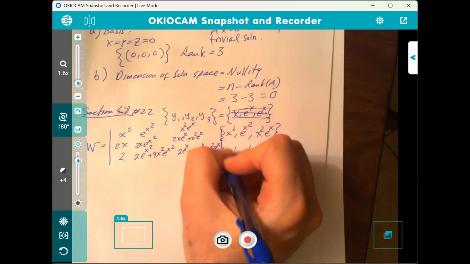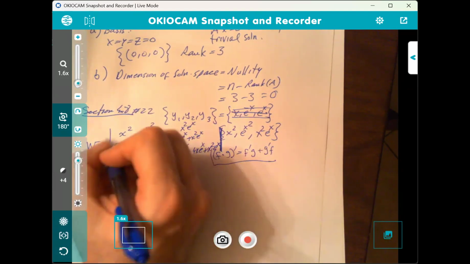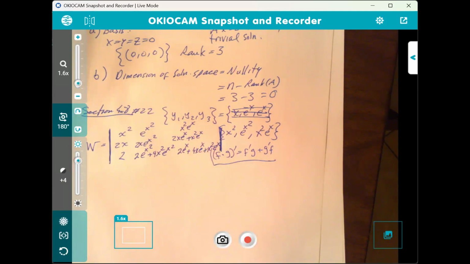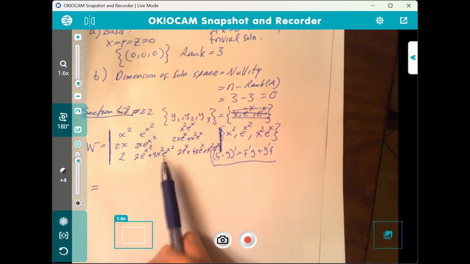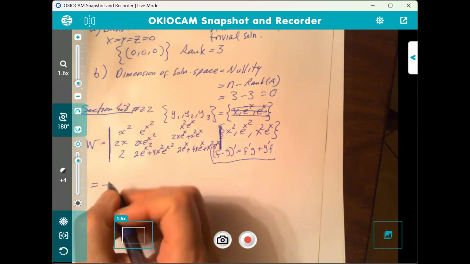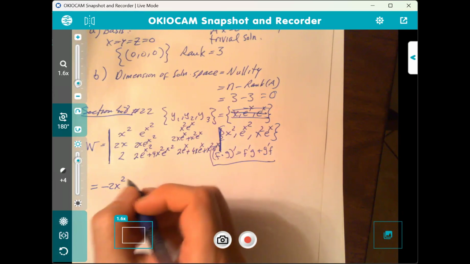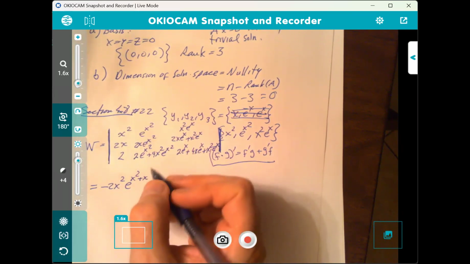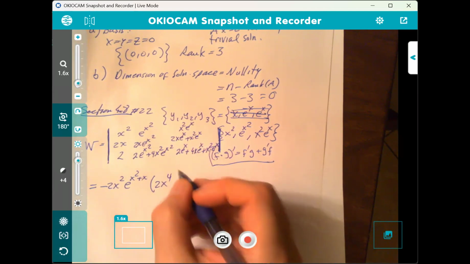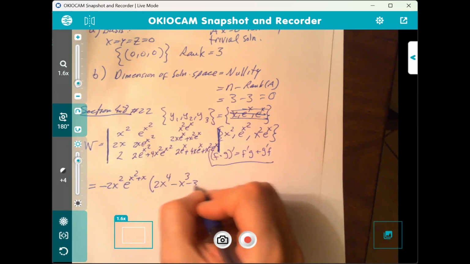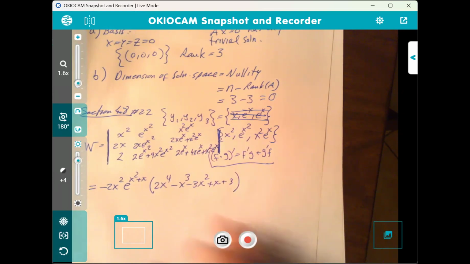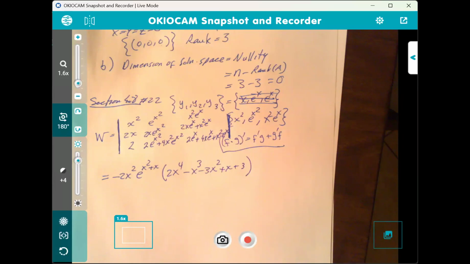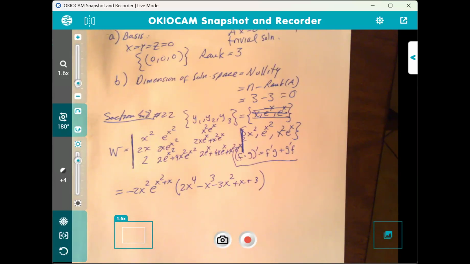And then we have the determinant here. We're finding that determinant. For this one, I actually found the determinant using Symbolab. And I got negative 2 x squared e to the x squared plus x times 2x to the fourth negative x cubed negative 3x squared plus x plus 3. There you have it. That's going to be the Wronskian. All we really want to do for this one is the Wronskian. That's the determinant.